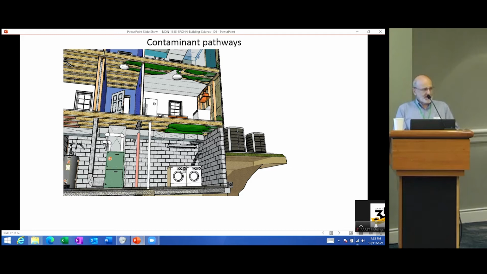If it's summertime and you have a relatively cold basement, you have high humidity outside, you bring in high humidity air, and it comes into contact with something below the dew point for that air, and now you've got wetting of those materials.